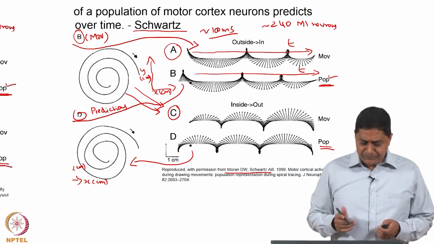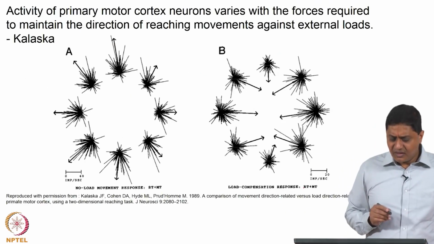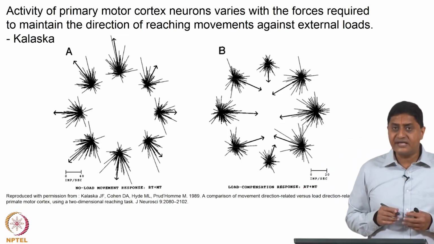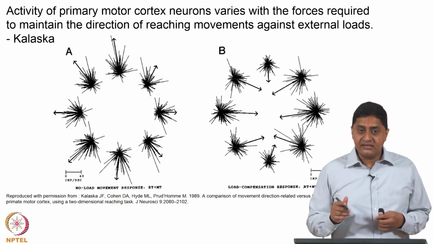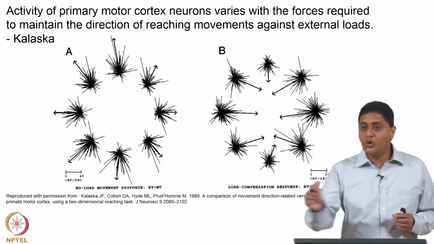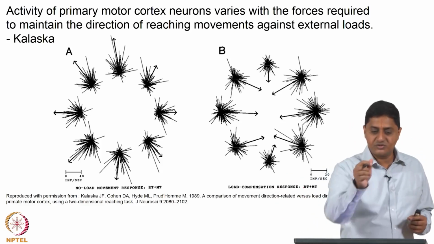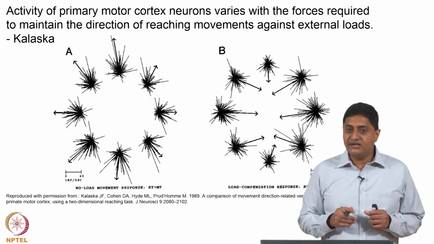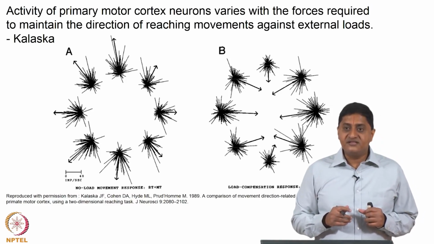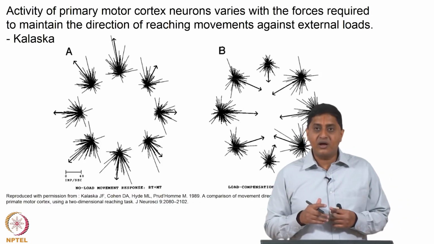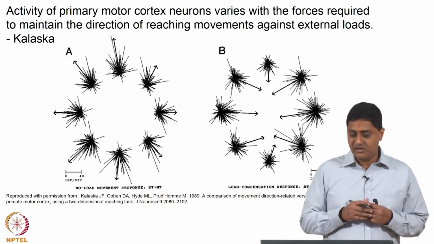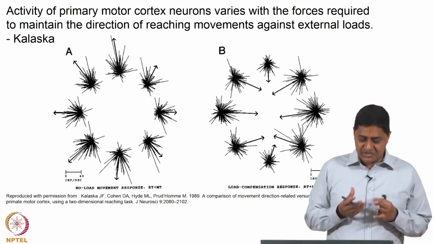Okay. So, next we discuss what happens when the monkey is trying to move against external loads. I said earlier in the Georgopoulos experiment there was no load, right. The monkey is trying to make movements to the 8 directions, no load. Suppose the monkey is making a movement and suddenly an external load is either assisting the movement or opposing the movement in a certain different direction. What could happen? That is the question.